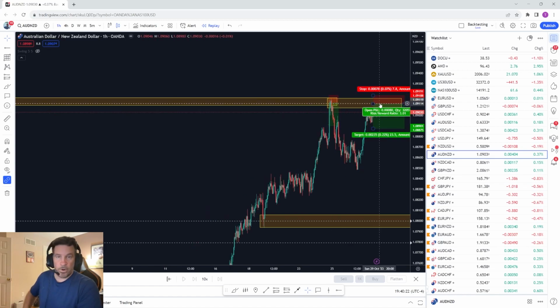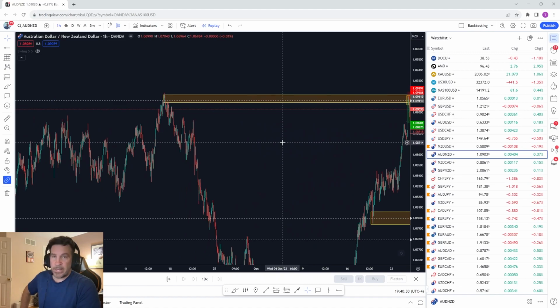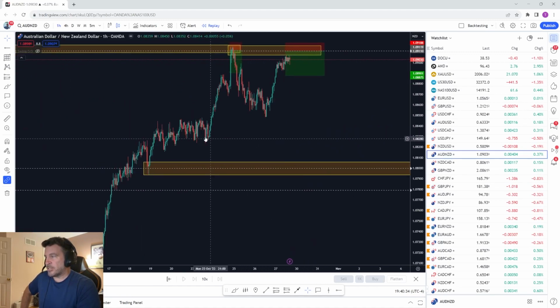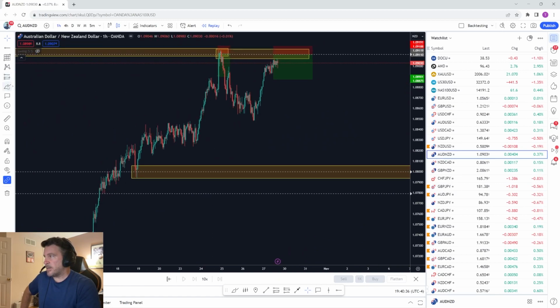If it comes up and works, that's fine. Sometimes it happens, and those are the kind of trades you just have to let go. I'm only interested in the first test of these zones because for me, they have a higher probability of working out in my favor. I do have a zone drawn down here, and you can see, when price is doing this kind of stuff, I'm not interested in a zone right there.